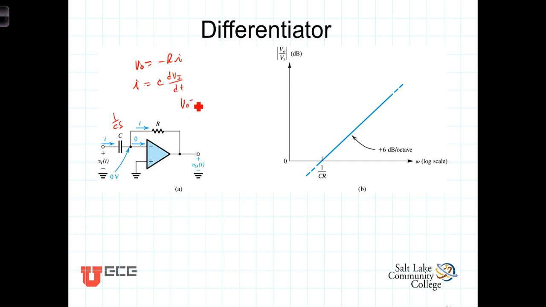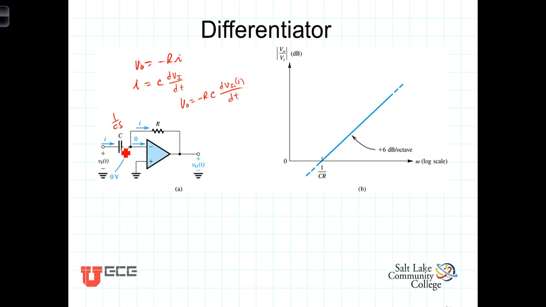So Vout then is equal to negative R times C times the derivative of the input voltage with respect to time. So sure enough, the output is proportional to the derivative of the input, and it's a differentiator circuit.